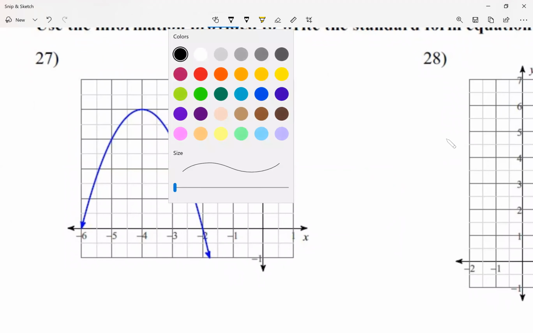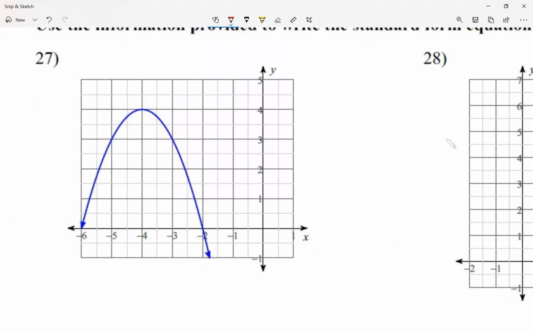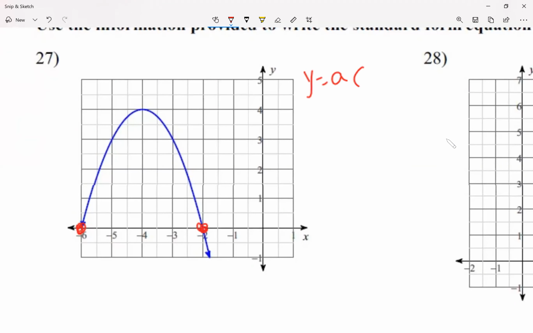I'm going to use this one using the vertex form. I see where I cross that x-axis. I could also use the vertex form, right? I know the vertex, but I'm going to use the intercept form. I cross it at -6 and -2. So intercept form is in the shape of y equals a, the aperture, x plus 6, x plus 2.